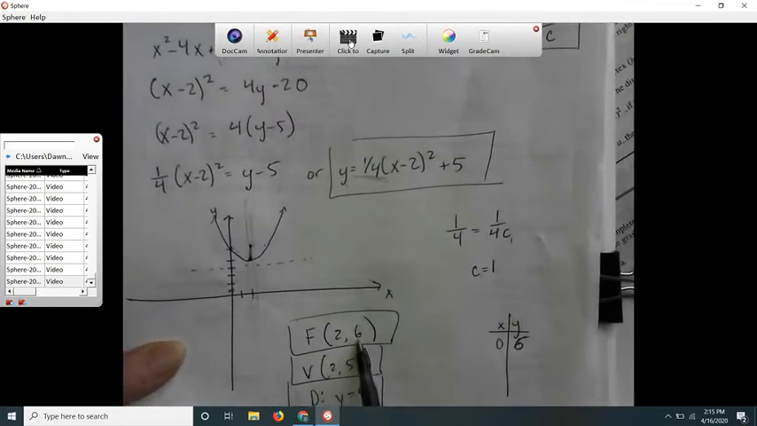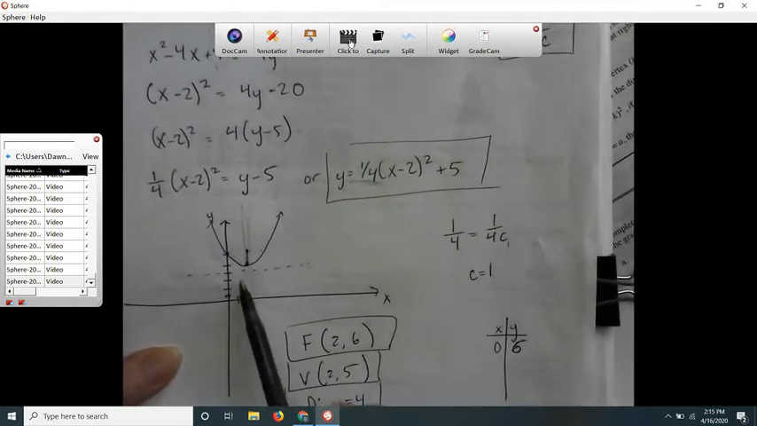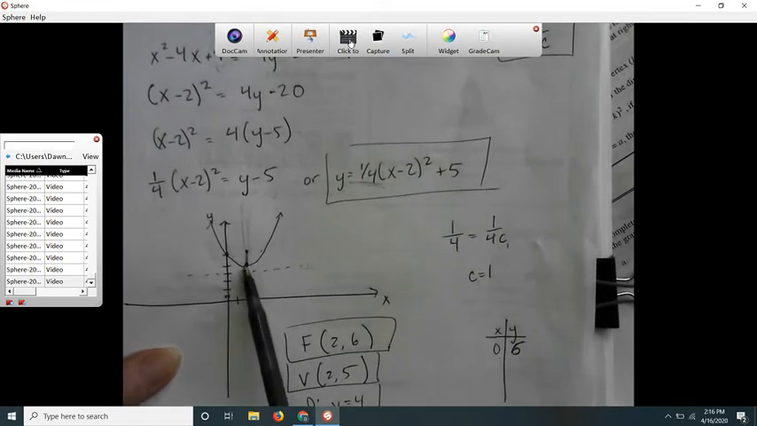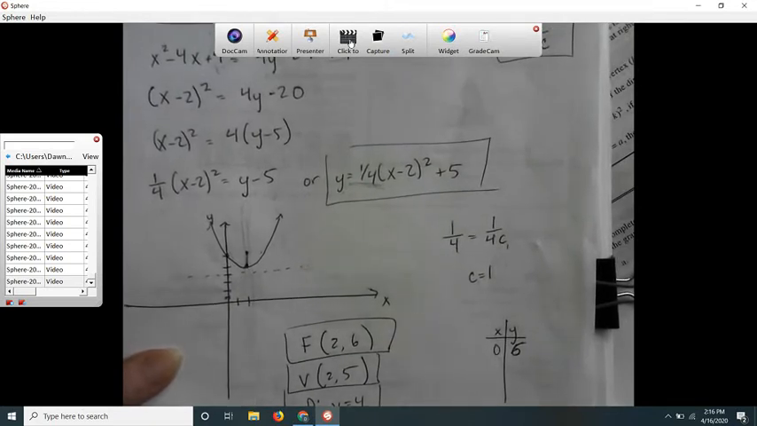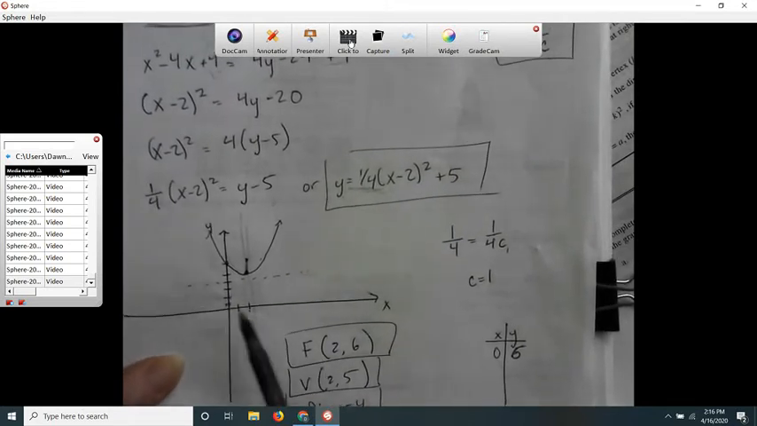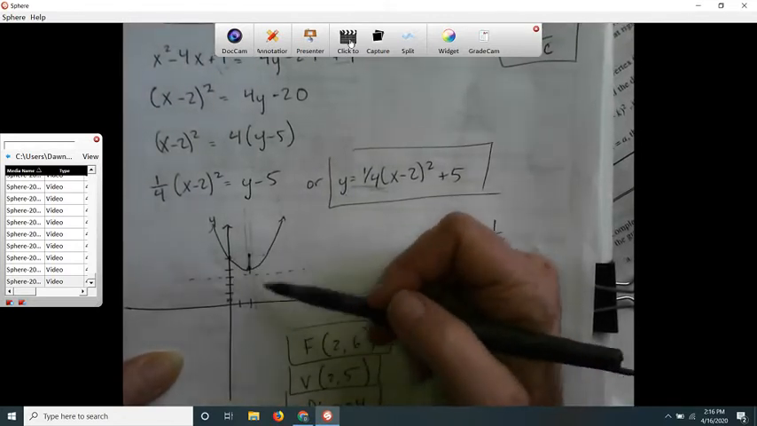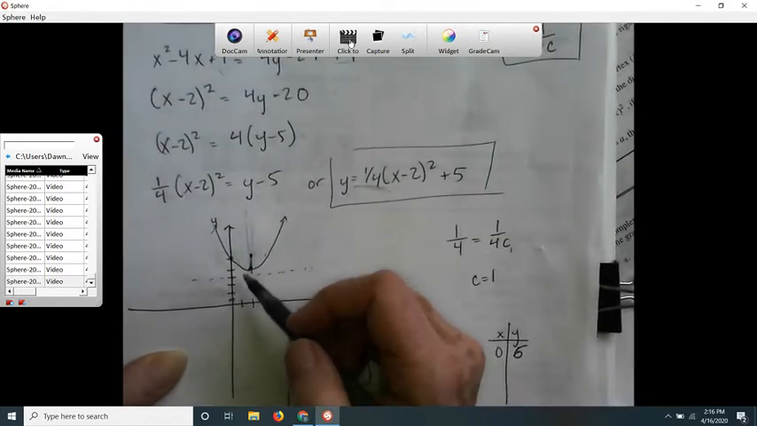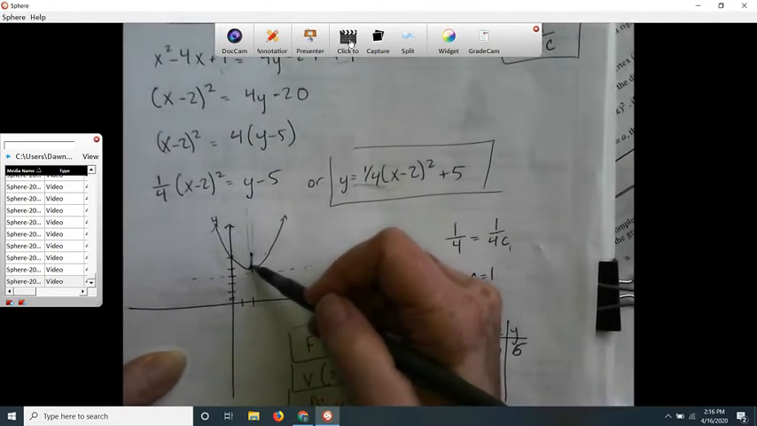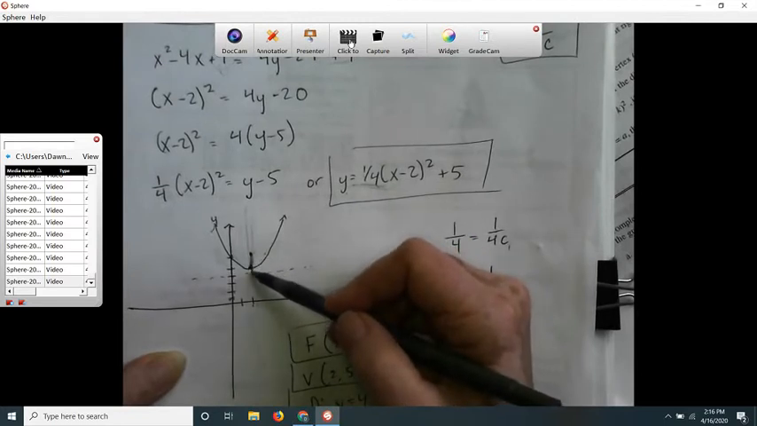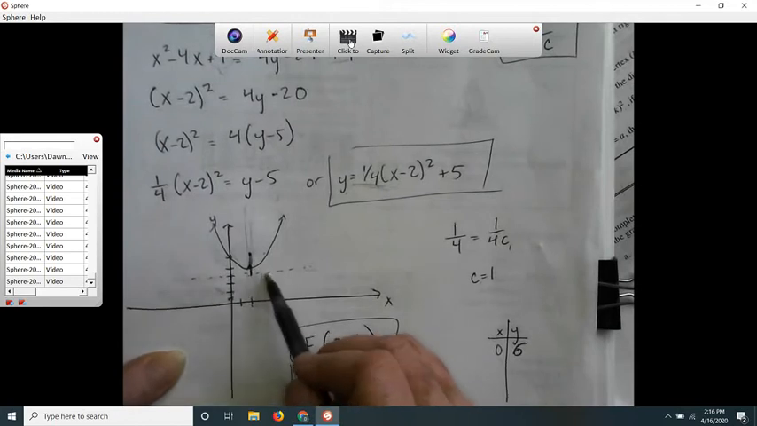So my focus ended up at (2, 6), and my vertex ended up at (2, 5). And then this is my directrix. I don't know if you remember that, but the directrix will be equidistant from the vertex. If this distance is 1, this distance will also be 1. Sorry, it's not drawn to scale. And that'll be my directrix.